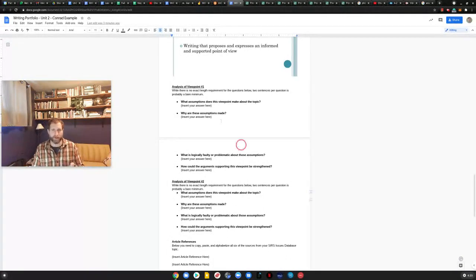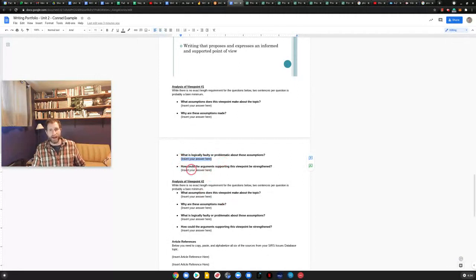But then you need to go into, why are these assumptions made? Why are these arguments presented? What is logically faulty or problematic? So why is there a potential problem here for both of these? And there's going to be problems with these arguments. All inherent arguments are arguments because there's no clear agreement and there is no concrete, absolutely clear answer. And so that's where both sides are going to have faulty, problematic logic and assumptions. And so your job in the analysis paper is to pick those out and examine them.